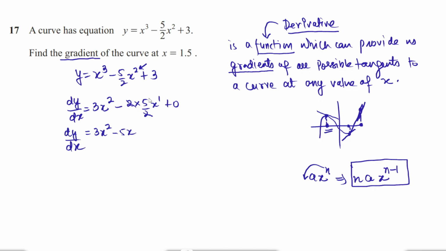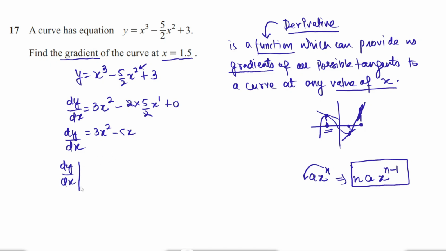for this specific problem. Now we have to find the gradient of the curve at x equals to 1.5. It means gradient of all possible tangents to a curve at any value of x. So what do we have to do? We have to put that value in the gradient function. So how do we write it as?